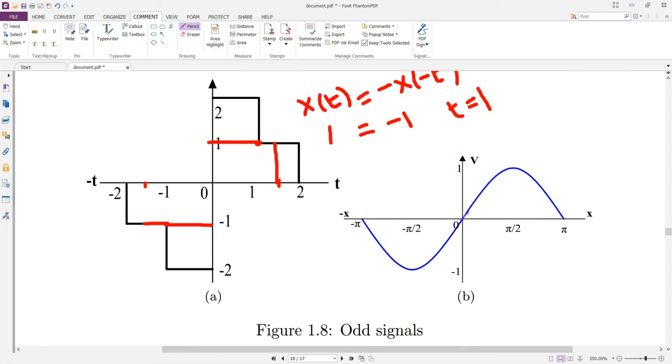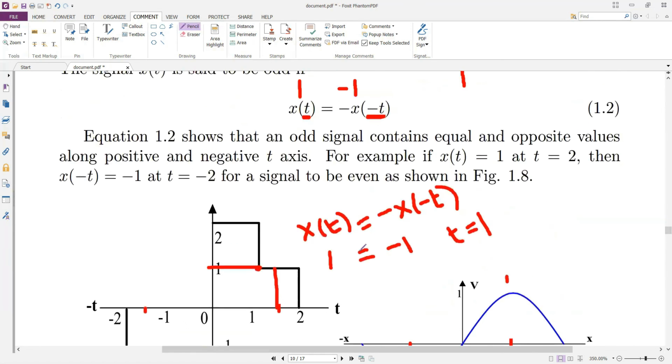This is a simple sine wave which is extended along the x-axis and the negative x-axis, or the positive time and the negative time. So if you look at this particular point at pi by 2, the signal has a value of 1. However, when the time becomes negative, the value of the signal will also become negative, and at minus pi by 2, the signal has a value of minus 1. So an odd signal contains equal and opposite values along the positive and negative time axis.